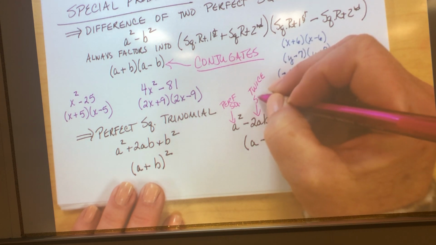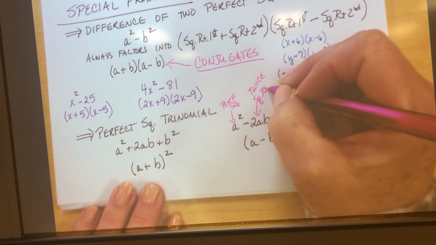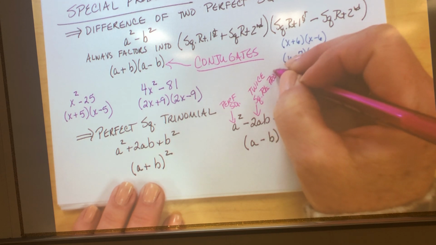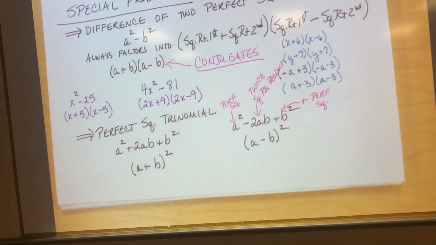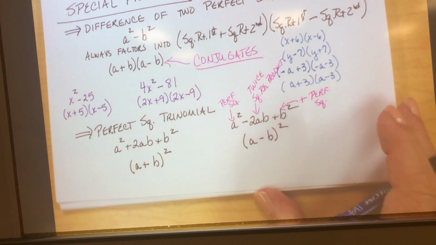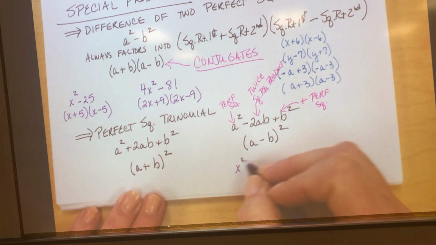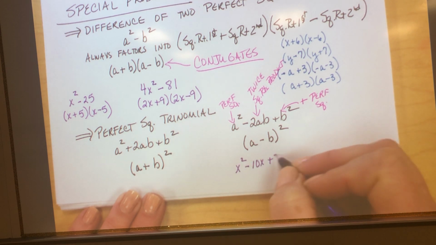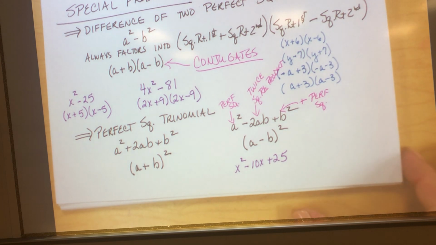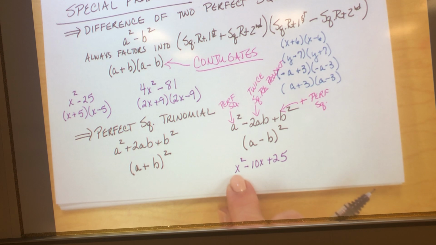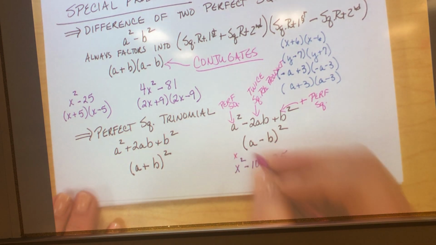the square roots' product. Twice the square roots' product. So I'm going to show you the easiest way to do it. I'm going to do 2 of them, and then we're going to move on. So here's the first one I'm going to work: x squared minus 10x plus 25. Is this a perfect square? Yes. Of what? X. So I just write it down right there.